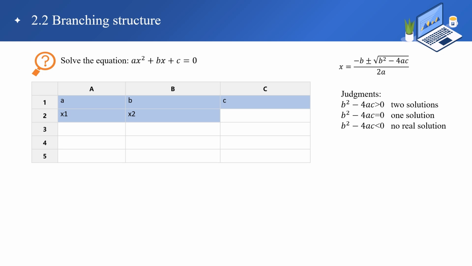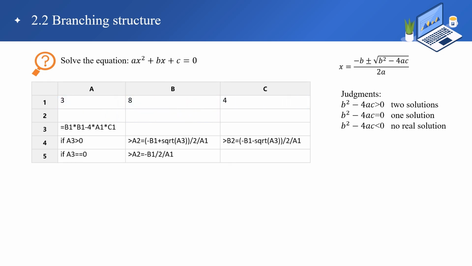The coefficients a, b, c will be filled in cells a1, b1, c1, and the resulting solutions are required to be written in cells a2 and b2. If there are two solutions, fill in both a2 and b2. If there is only one solution, only a2 is filled in. If there is no solution, it will not be filled in. The code is written like this.